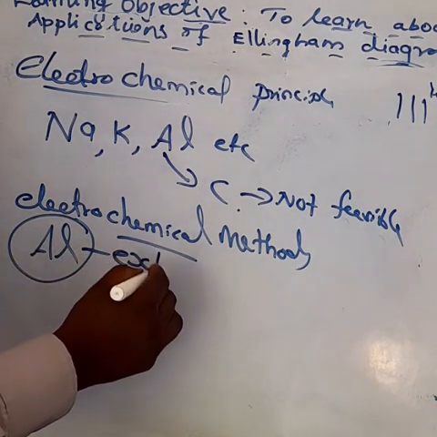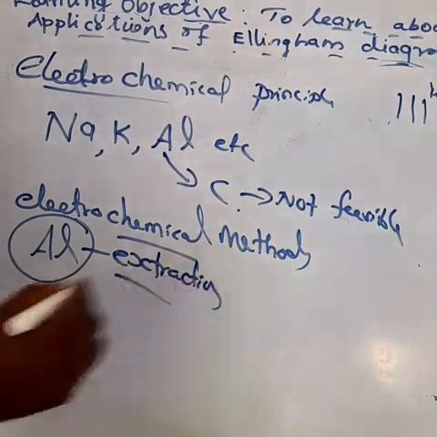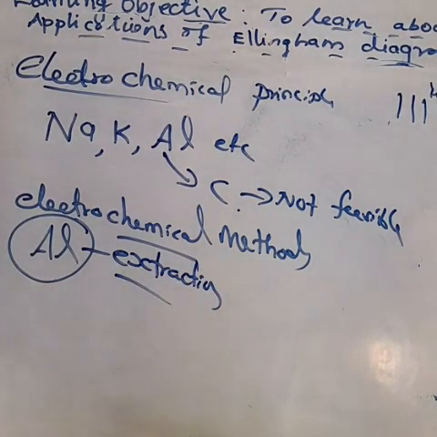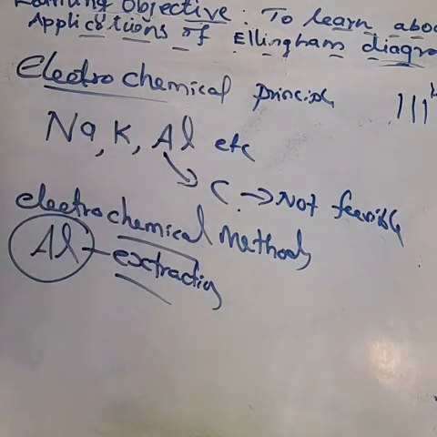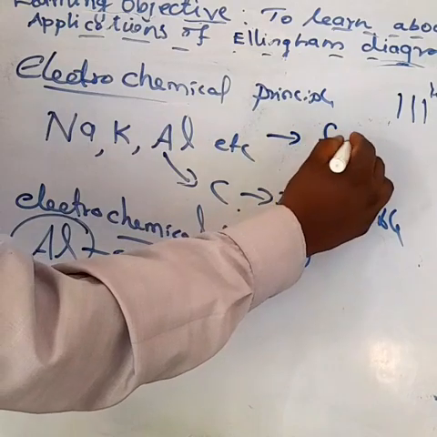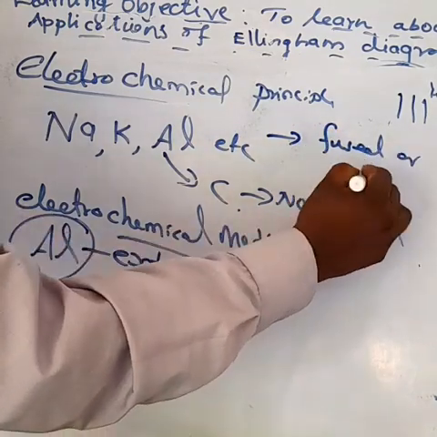Aluminum is extracted this way. What is the technique applied here? A metal salt, for example aluminum, or we can take another metal, maybe copper, silver, gold, or zinc. Any of these metal salts is taken in a fused form or the solution form.